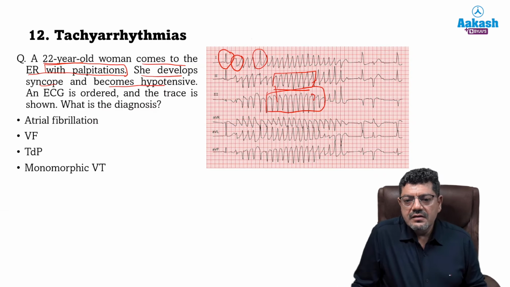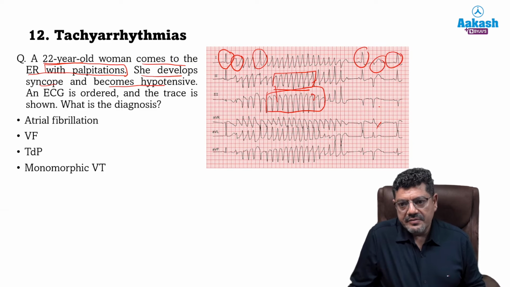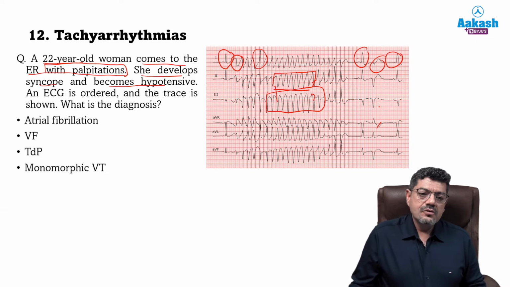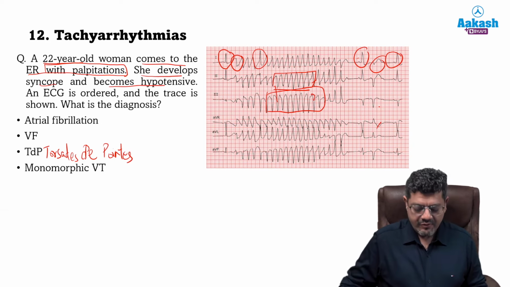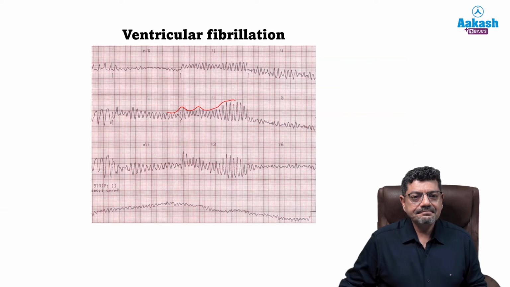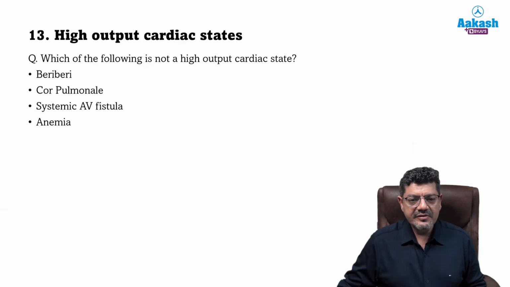What you're dealing with here is a polymorphic VT. So multiple different types of QRS complexes is what you're dealing with here, and you see capture beats in between. So what this is, is Torsades de Pointes, if that's how you pronounce it. I think this was fairly straightforward. All right, moving on. We've discussed these ECGs in brief.